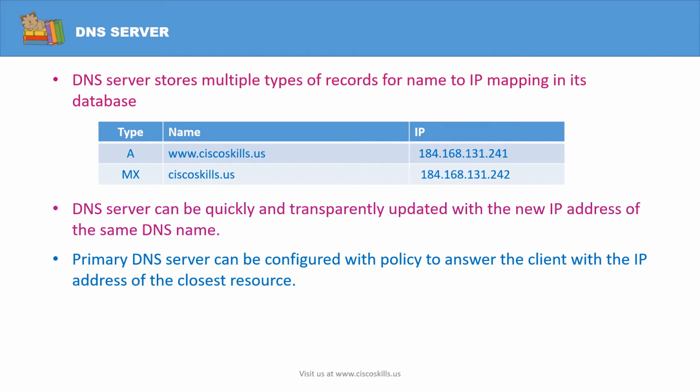DNS server can be quickly and transparently updated with the new IP address of the same DNS name. Primary DNS server can be configured with policy to answer the client with the IP address of the closest resource. We will look into these functions in detail in the real-world examples.